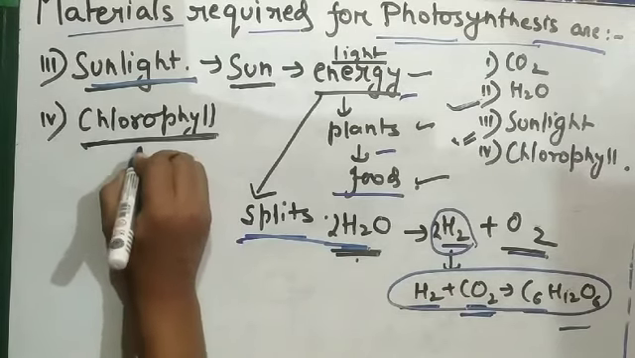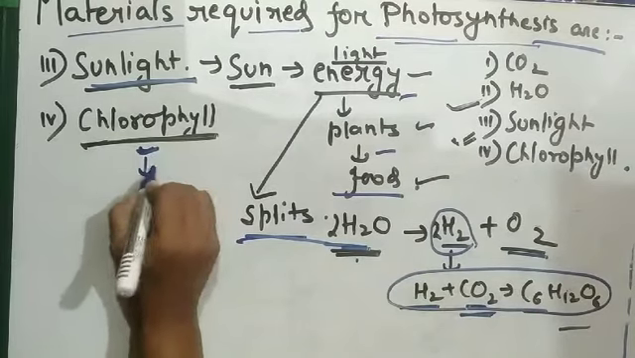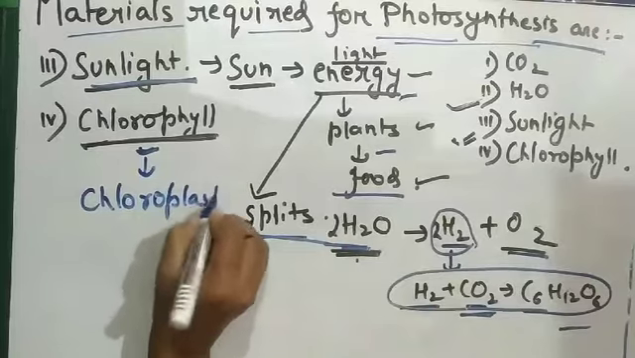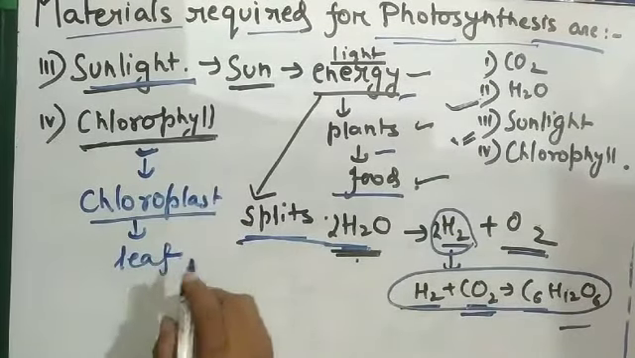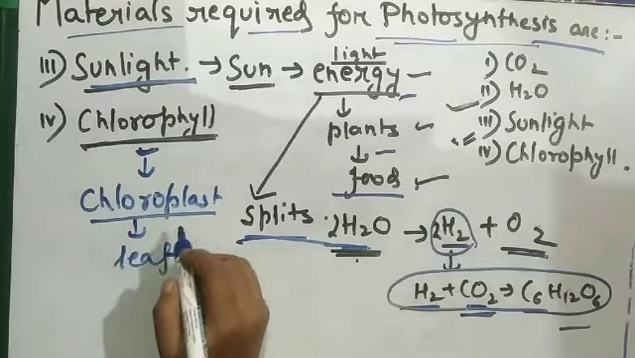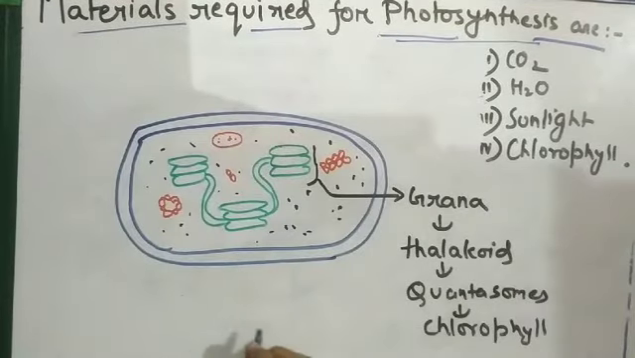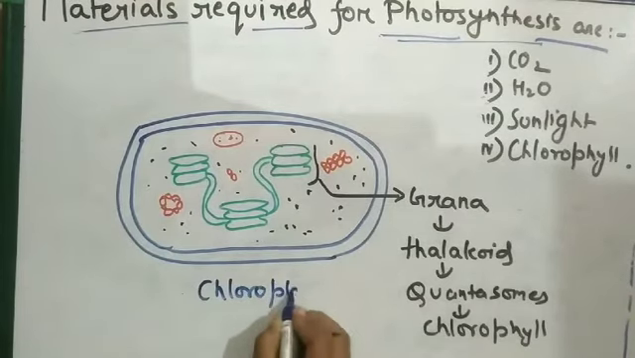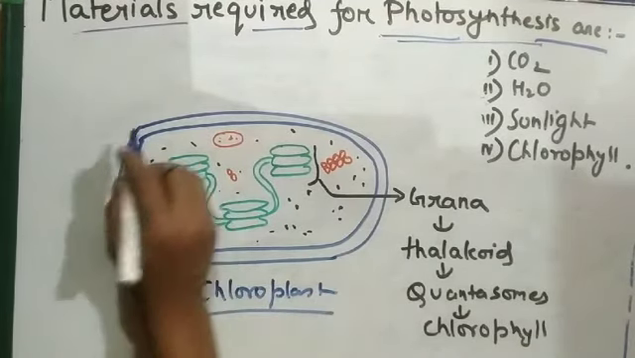This chlorophyll molecule actually helps in the trapping of the sunlight. This chlorophyll molecule is present in the chloroplast of the leaf. Let us understand the structure of the chloroplast once. So here we can see the structure of the chloroplast, which we have studied in class 9 as well. This chloroplast is a double membrane bound cell organelle.